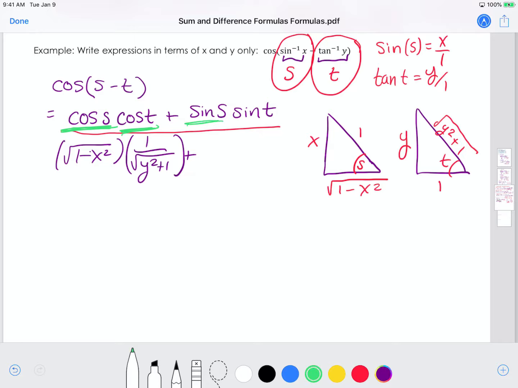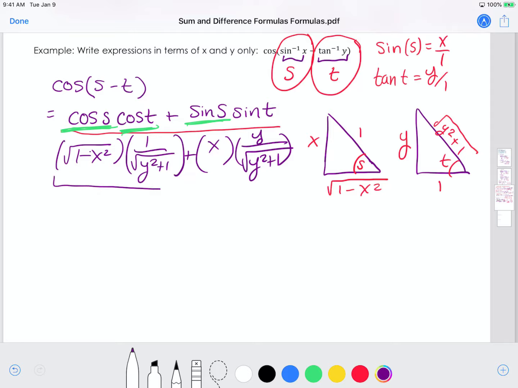Now I'm looking for sine of angle S. So I'm going to be looking at angle S. The sine is opposite over hypotenuse, so that's x over 1, which is just x. And sine of T, so now I'm looking at the angle labeled T, and I'm looking at opposite over hypotenuse, so that would be y over the square root of y squared plus 1. So now I just have to multiply this out and clean it up.